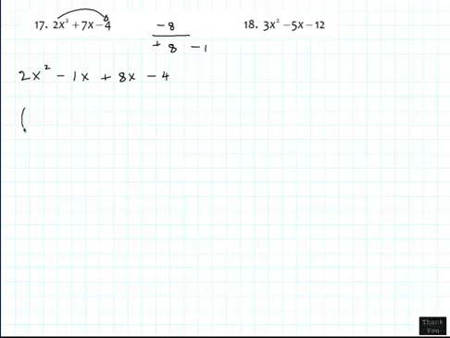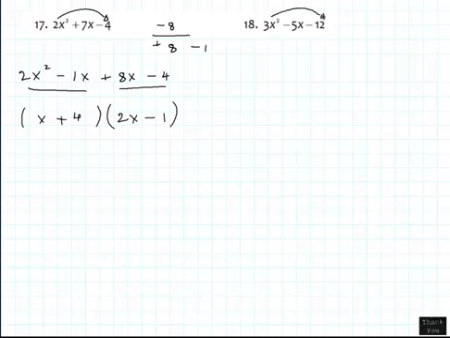Do it by grouping. 2 sets of parentheses. 2x squared minus 1x has an x in common. 8x take away 4 has a 4 in common. Take the x from the first two. You have a 2x minus a 1.